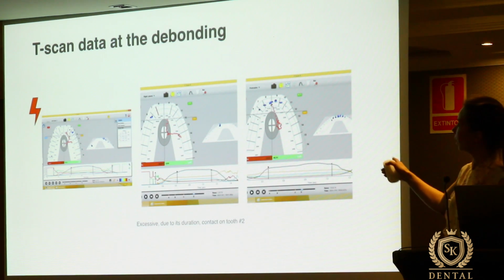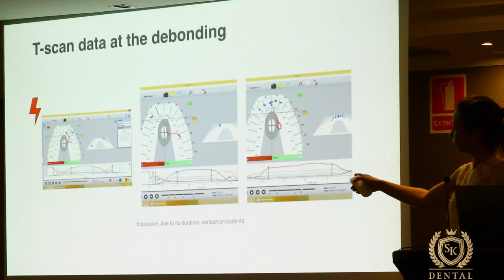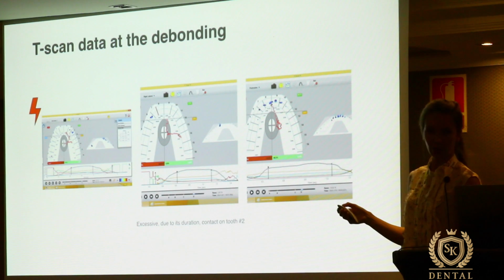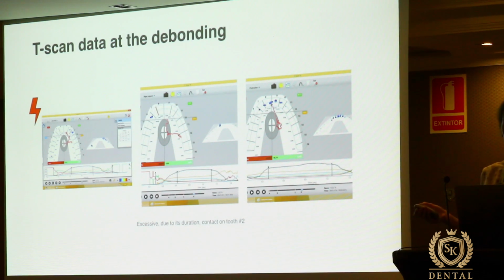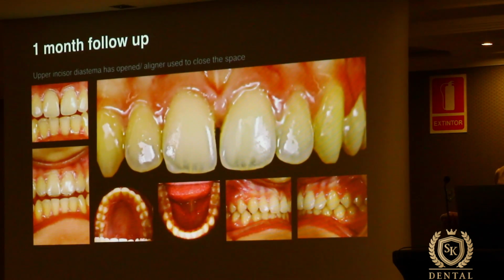We have the protrusion recording, right lateral intrusion, and the first picture is the left lateral intrusion. Although the time is significantly less, about 0.7 seconds, we still have this medial intrusive contact on tooth number 2. And this is the patient after 1 month.